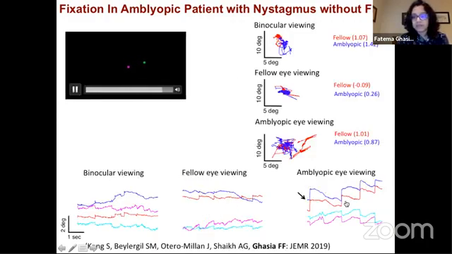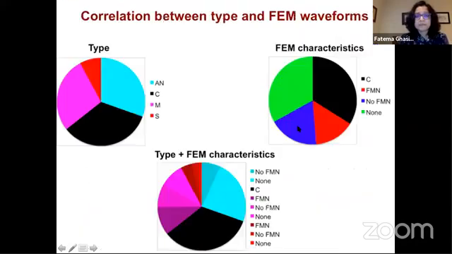So the nystagmus is most pronounced during amblyopic eye viewing. Notice that during fellow eye viewing, there are some nystagmus beats, but you do not see the reversal in the direction of the quick phases like you see in FMN. And again, these patients have increased instability, which is particularly worse during amblyopic eye viewing.